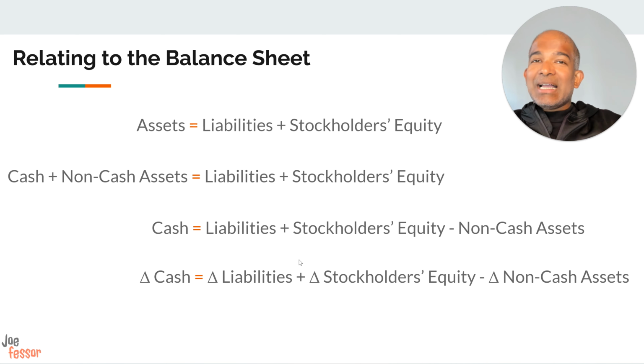The final step and the most important is recognizing that this relationship holds true for any change that occurs over a period of time. A change in cash for a period of time should equal a change in liabilities plus a change in stockholders' equity minus a change in non-cash assets. This equation proves that any change in cash must be explained by a corresponding change in the other balance sheet accounts. This is the exact logic the indirect method follows to reconcile net income, which is already reflected in retained earnings, with the final cash balance.